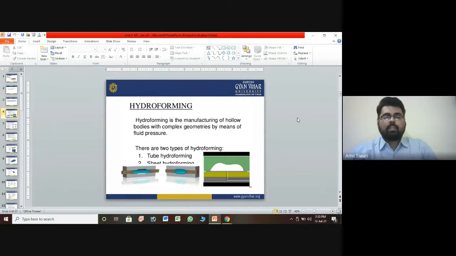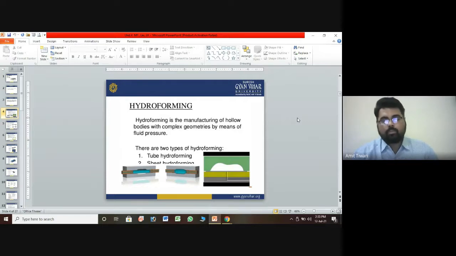You can apply fluid inside it at high pressure. With this high pressure, the fluid is compressed against the die, which converts the sheet into the cylindrical section. That's why it is converted into the desired form. So we can say it is a very common process, generally called the hydroforming process.